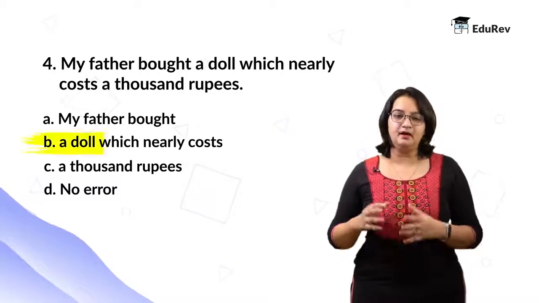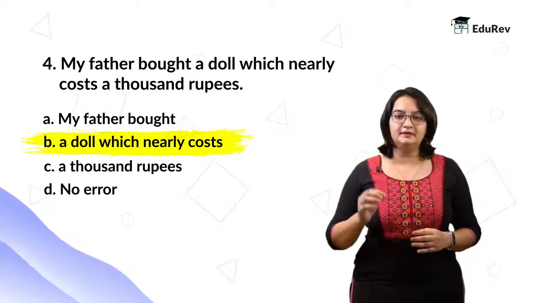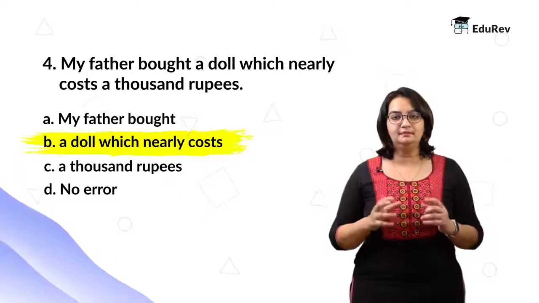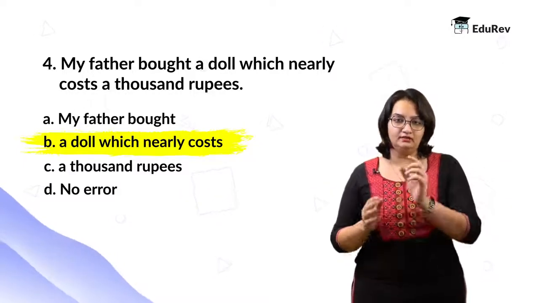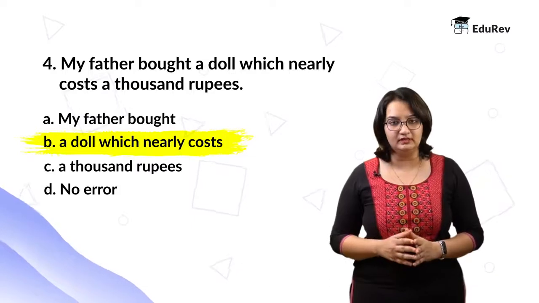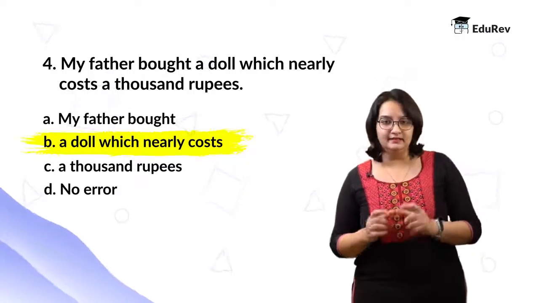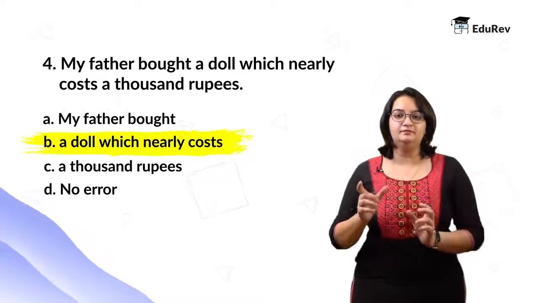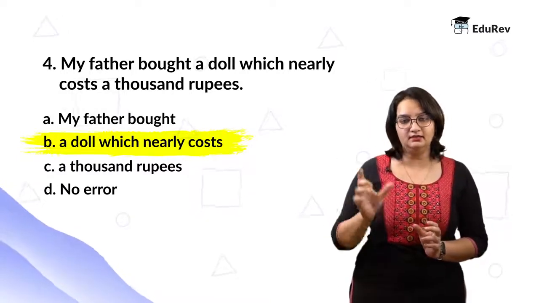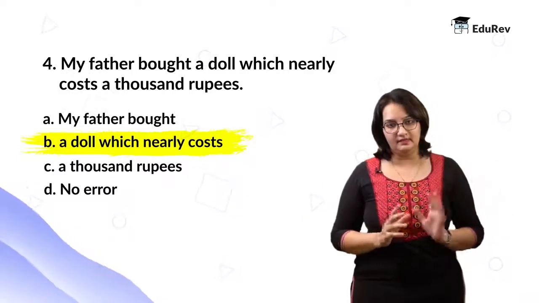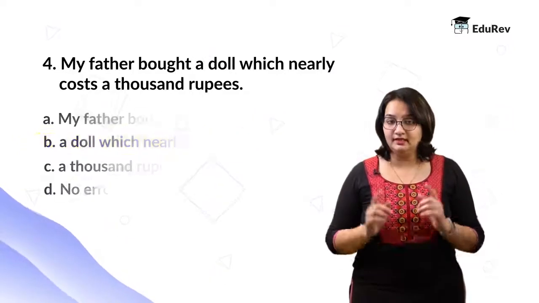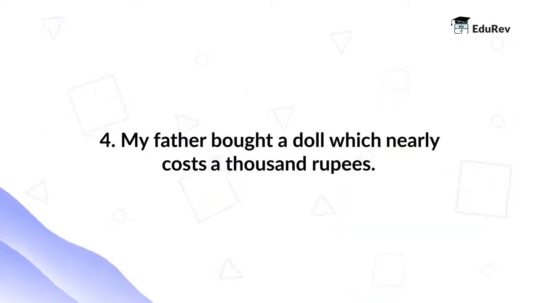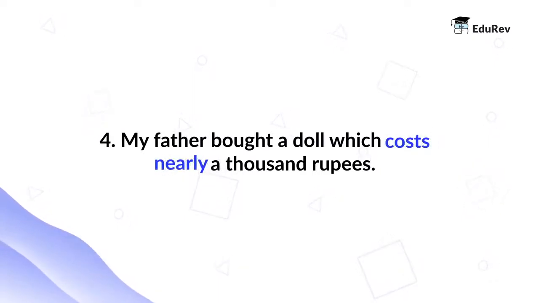The error is in part B of the statement. It is because a modifier should be placed as close to the noun it modifies as possible. Here, modifier is nearly. However, there is costs between the noun it is modifying, 1,000 rupees, and the modifier itself. Therefore, the corrected answer should be, my father bought a doll which costs nearly 1,000 rupees.